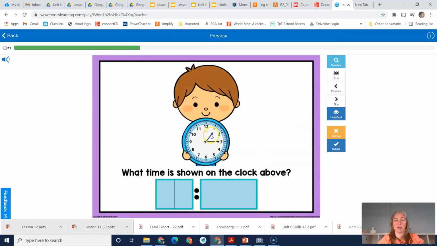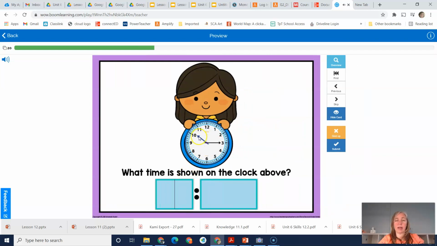The time is shown on the clock. Between 1 and 2 is 1. And here I know that when my minute hand is pointing to this tick mark here, the third one, it's going to be 15. And this is another way to say 1:15.